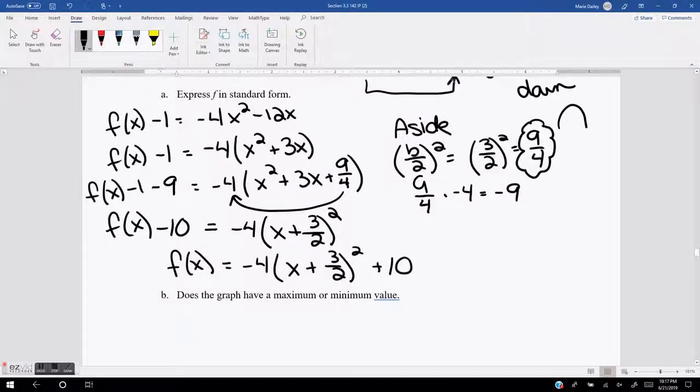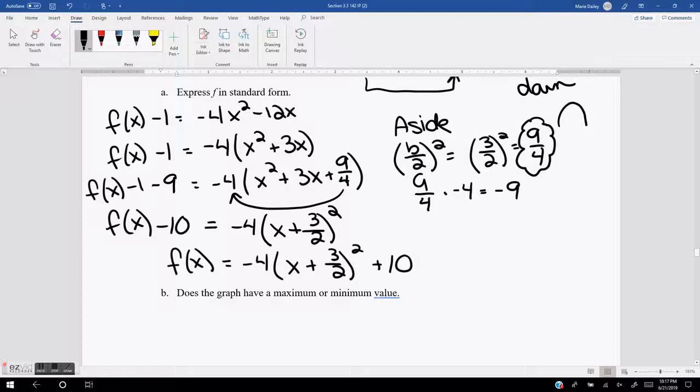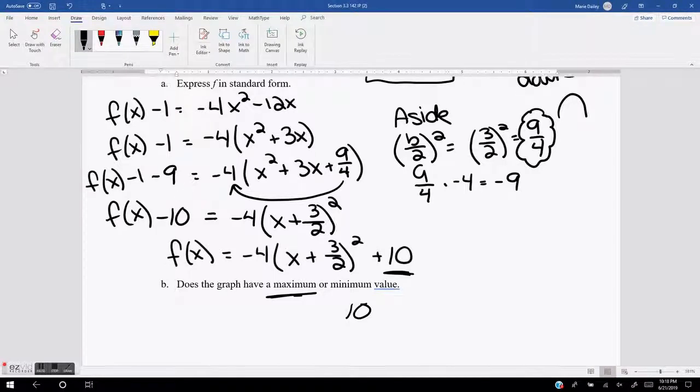And once we have it in standard form, we ask, does the graph have a maximum or minimum value? Well, as we looked at before, the graph is opening downwards. So since it's opening downwards, the graph has a maximum value, okay? It has a maximum value. That maximum value is going to be the y-coordinate of your vertex. So in this case, the maximum value will just be the 10.